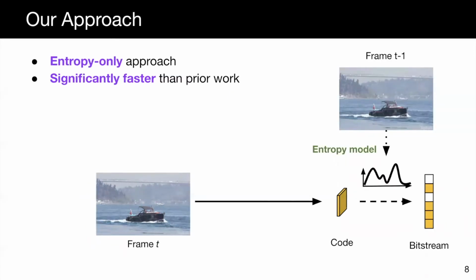In our work, we design a very simple video compression approach that only relies on an entropy model with no explicit transformations across time. Specifically, each frame is transformed to a code independently, and we only use the past frame to model the probability of the current code rather than affect its reconstruction through explicit transformations. This makes our approach very fast.